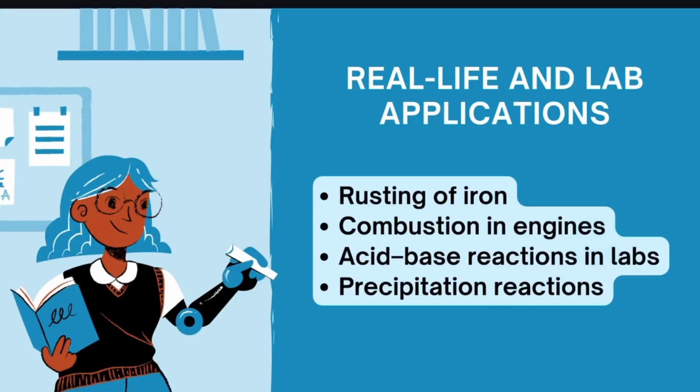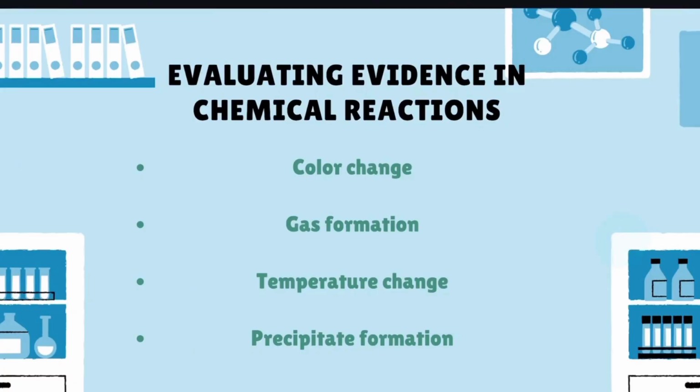Chemical reactions occur constantly in real life and laboratory settings. Rusting is an oxidation reaction, while engines rely on combustion reactions. In labs, precipitation reactions provide evidence for the formation of new substances, helping chemists interpret experimental results.